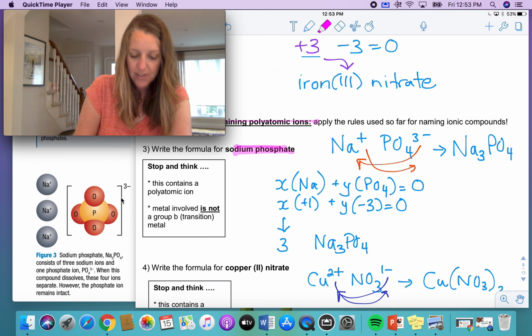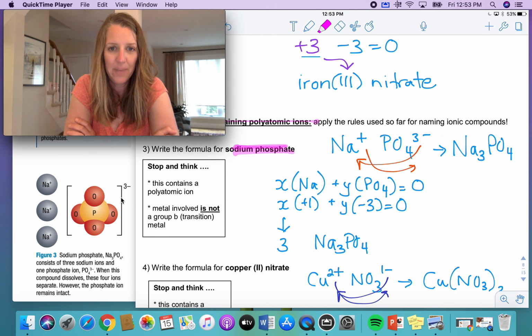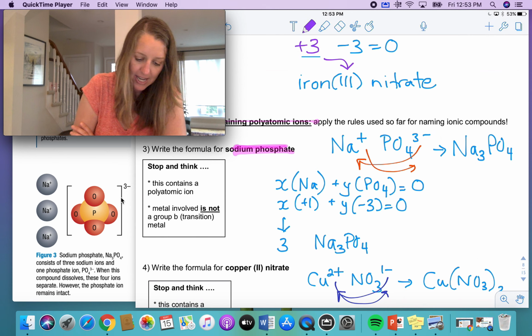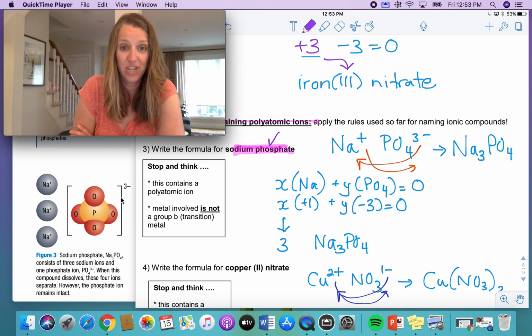Okay, so the first thing you'd say is, great, here is my compound that I need to figure out the formula for. The name of the compound is sodium phosphate. What ratio do these ions come in to give an overall 0 charge? The first thing I say is, okay, this is a polyatomic. I know that. I'm going to look up what the charge is. Sodium is just a group 1 metal, so there's nothing fancy with sodium.